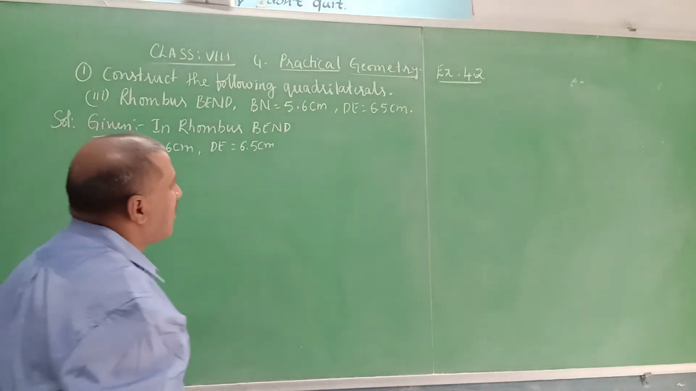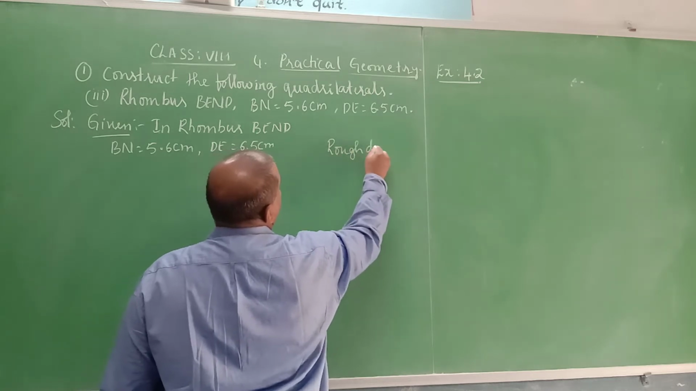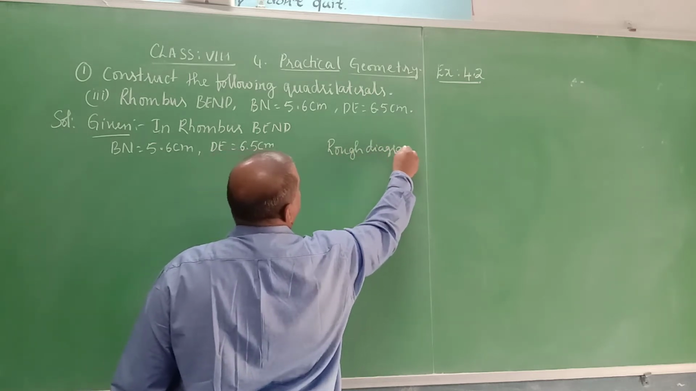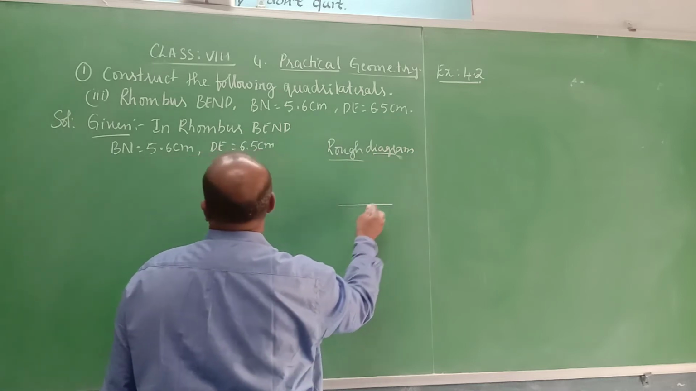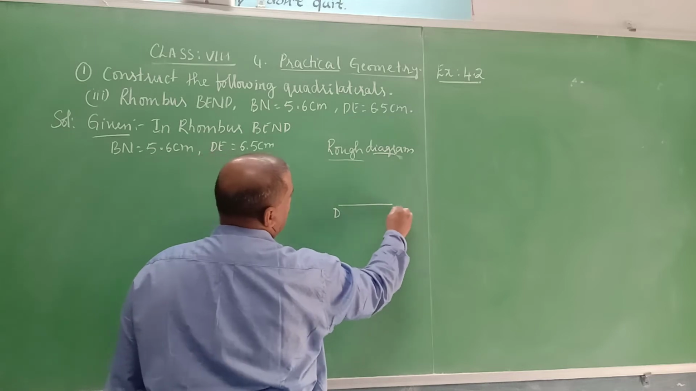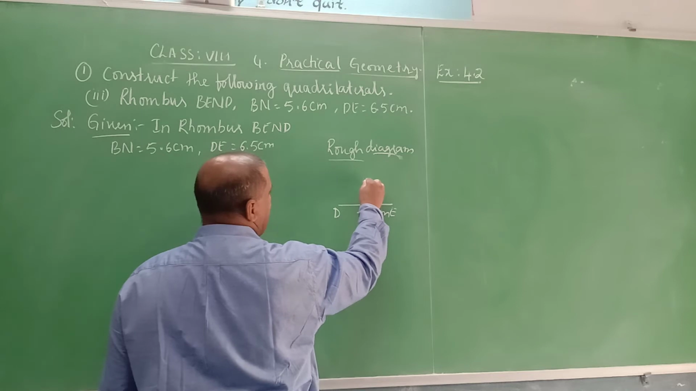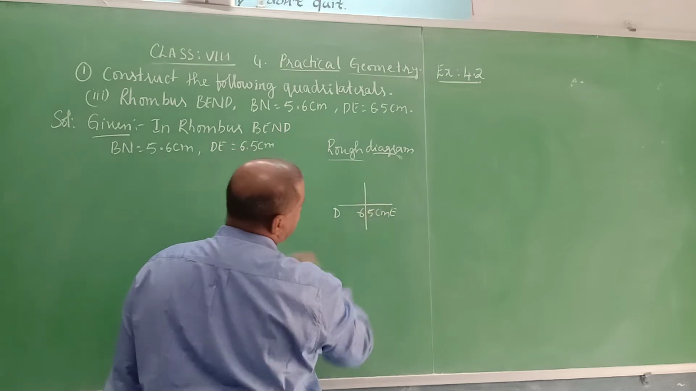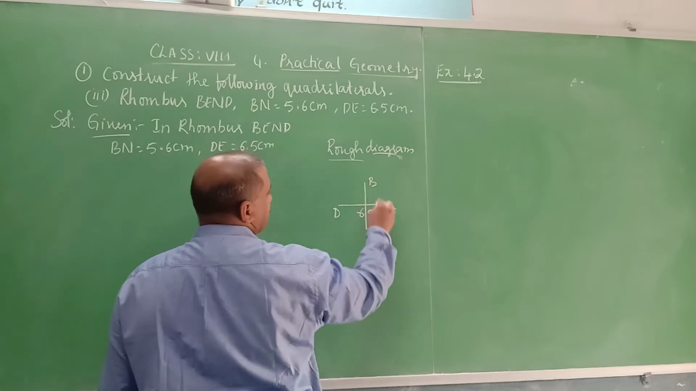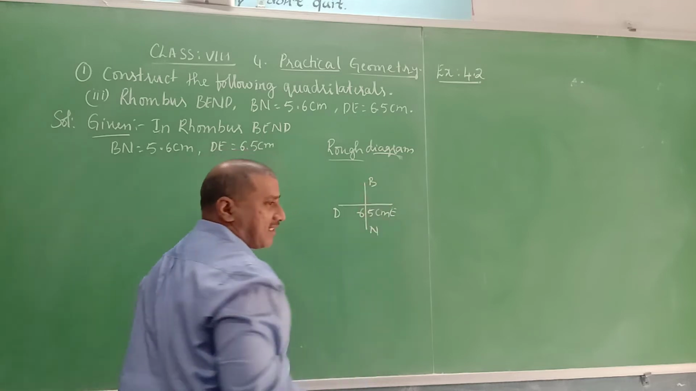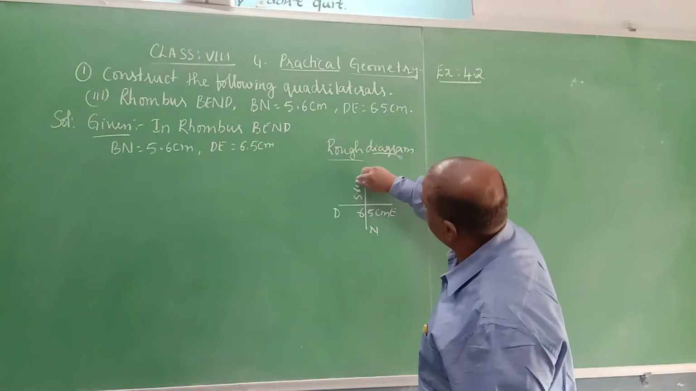Now we require the rough diagram. Rough diagram of this rhombus is: this is the diagonal DE, which is 6.5 centimeters, and the other diagonal is BN. How much is BN? 5.6 centimeters. Right here it is 5.6 centimeters.